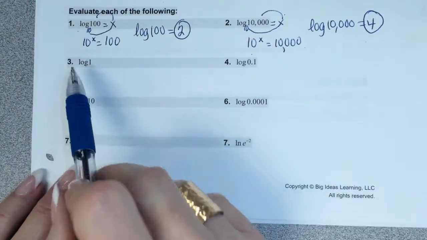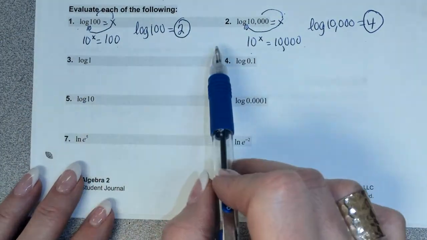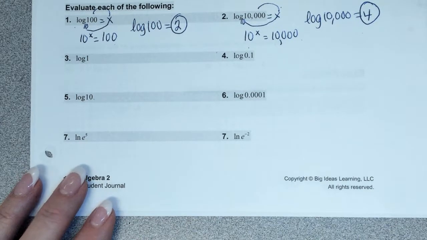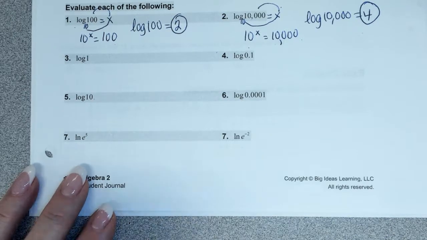All right, I want you guys to try numbers 3, 4, and 5. Use your calculator? No, no calculator. This would be on the non-calculator part. Try it on your own. Don't look up here, but I will be working them up here.